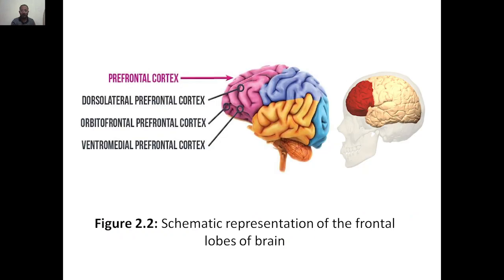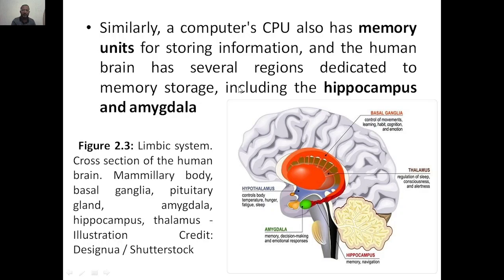So here this is how exactly it looks like. Prefrontal cortex, here it will be in the front part of the brain. Here you can see this part. Okay, so here we are having the dorsolateral prefrontal cortex and orbitofrontal and ventromedial. So these all are different parts of the prefrontal cortex. They are having multiple regions, and the multiple regions are responsible for multitasking. So that is the schematic representation of the frontal lobes of the brain, which is very important for decision making and problem solving.